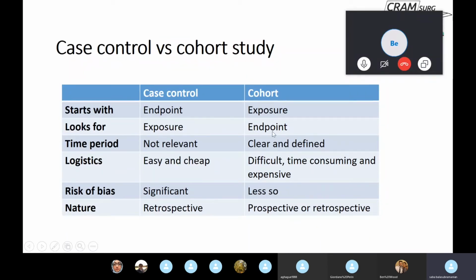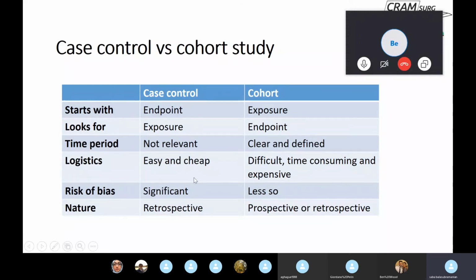In cohort study, time is critical. You need to make sure that you've designed the study to allow enough time for the endpoint to occur, because you're starting off with the exposure. So that's the next row. Time period is not relevant in case control studies, whereas it needs to be clear and defined in cohort studies. Now, you might have realized that doing a case control study with this particular scenario as an example is going to be easy to do and cheap, because the exposure has already happened.